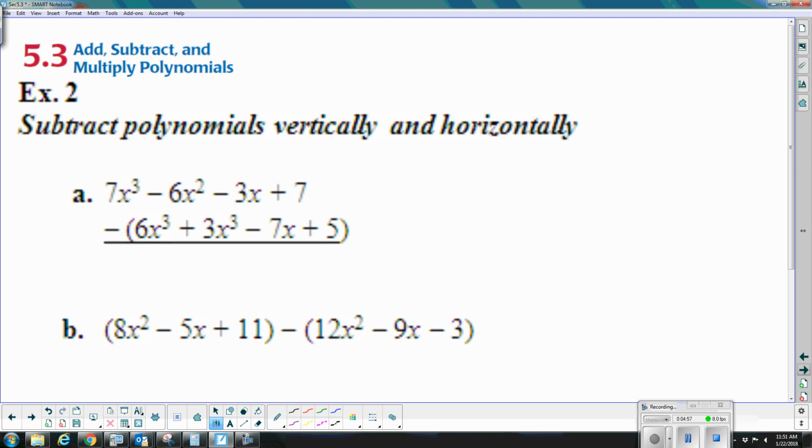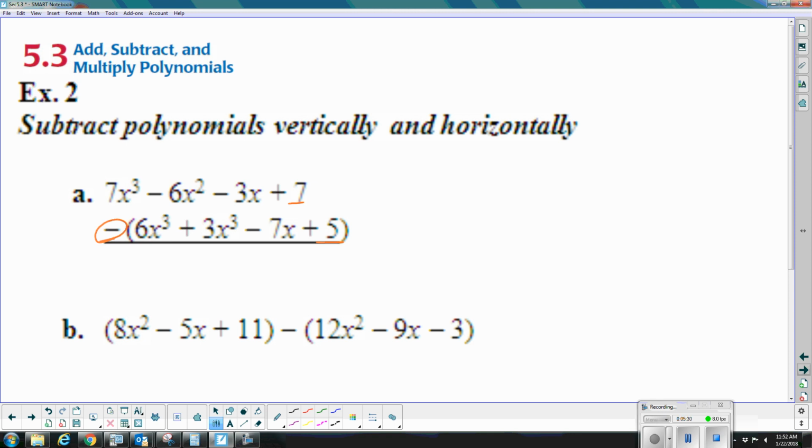Now, when you're subtracting polynomials, this is true vertically or horizontally, like we said in the previous slide, but you're subtracting 6x cubed, subtracting positive 3x cubed, subtracting a negative 7x, and subtracting a 5. Okay, so make sure that you include that subtraction sign for each of the terms. And again, set it up into standard form.